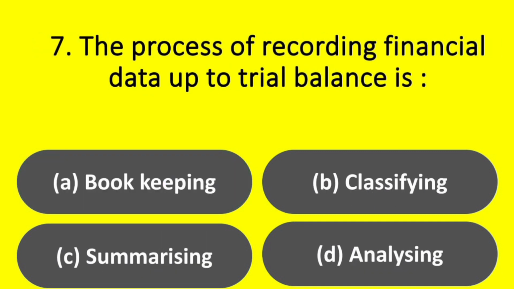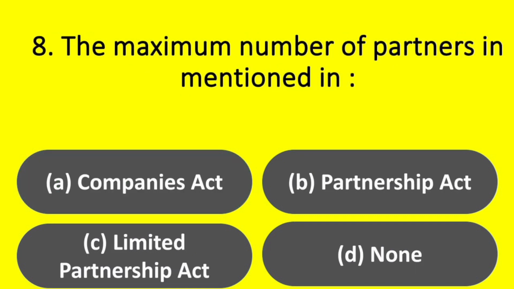The process of recording financial data up to trial balance is: bookkeeping, classifying, summarizing, analyzing. Answer: option A, bookkeeping. The maximum number of partners is mentioned in: Companies Act, Partnership Act, Limited Partnership Act, none. Answer: option A, Companies Act.